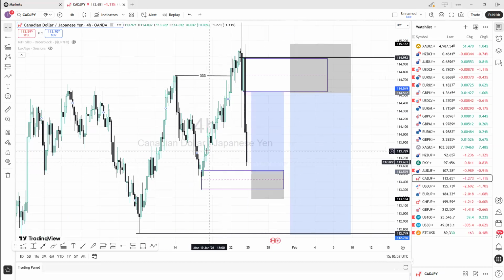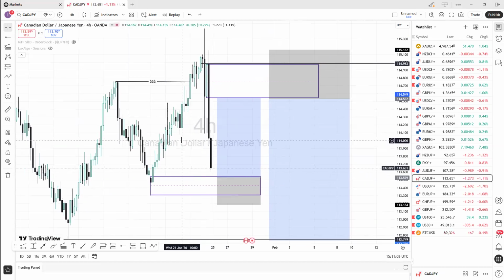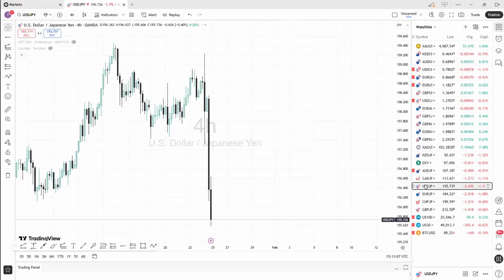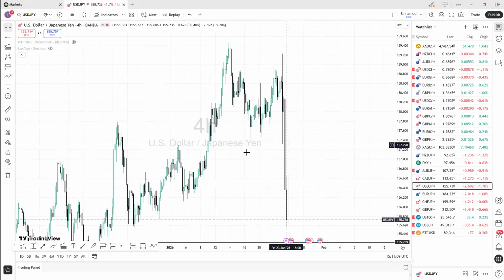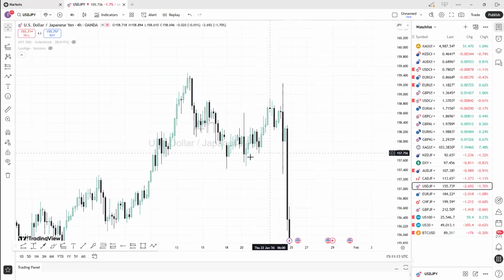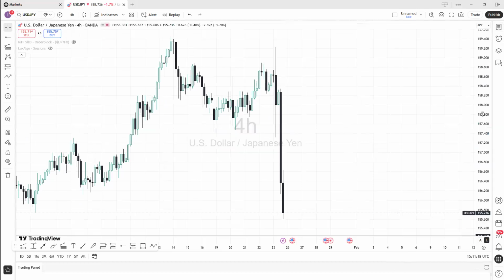Anything can happen. For updates, I shall inform you in the community directly. It may open with a gap and price can move opposite to what we will analyze. Okay.